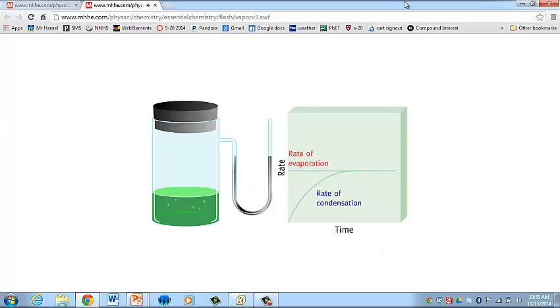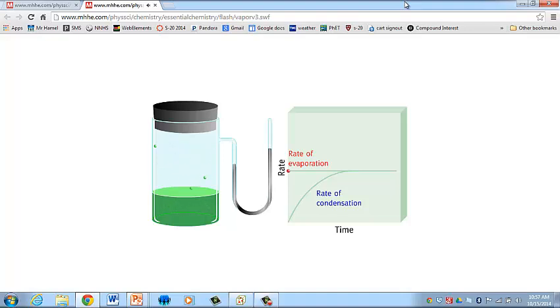This is an apparatus for measuring the vapor pressure of a liquid at a given temperature. The U-tube attached to the flask contains liquid mercury, which is used to measure a change in pressure. What happens at the molecular level during evaporation? In the beginning, the traffic is only one way. Molecules are moving from the liquid to the empty space.